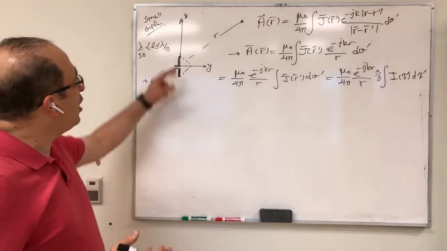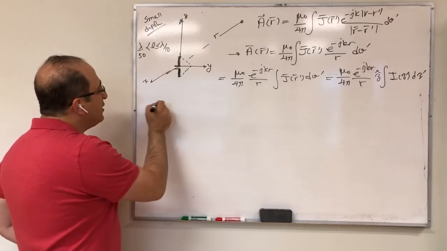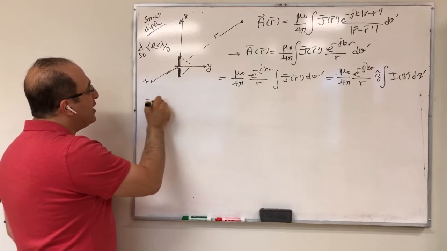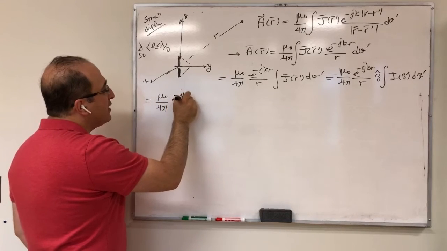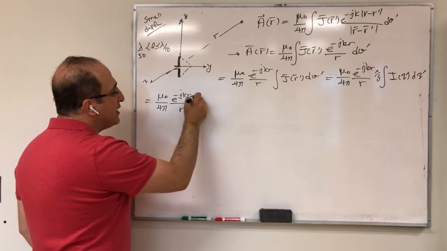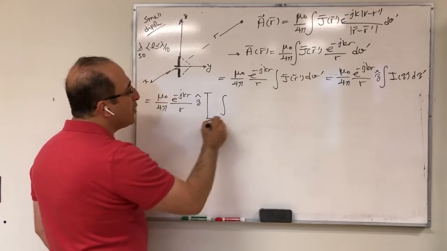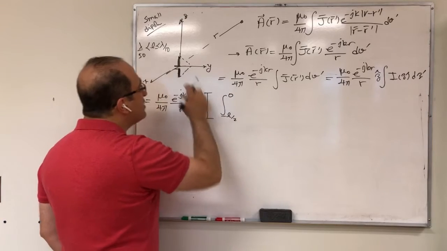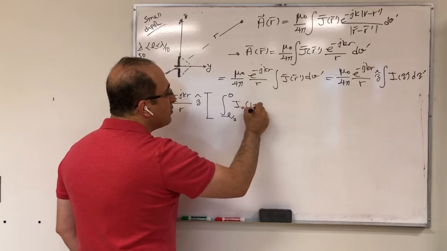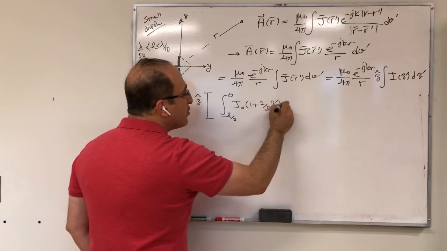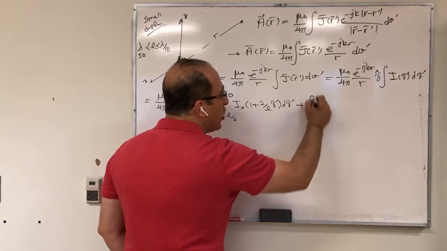But remember, I have two arms, and I had two equations for the two arms. So I can potentially do this. I could say mu naught over 4 pi e to the power of minus jkr over r z hat. And now I'm going to have two integrals. One of them goes from minus L divided by 2 to 0, which is the bottom arm, with I naught (1 plus 2z prime over L) dz prime. The other one would be for the top arm.